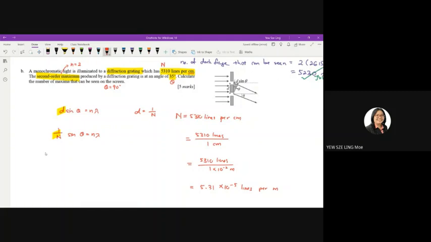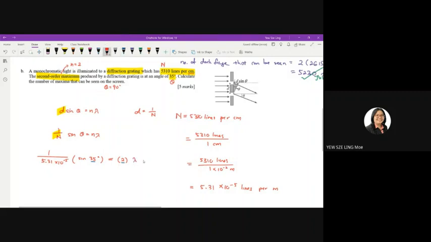So in this case, what we have right now is 1 over 5.31 times 10 to the power of 5 times sine 35 degrees. Why? Because this 35 degrees belongs to the second order. So you need to look at the angle and the order, and see which one is coming from the same family. So 35 degrees belongs to second order. That is why you cannot use the second order to calculate the number of fringes that can be seen on the screen. That is a mistake that some of you made in your test.